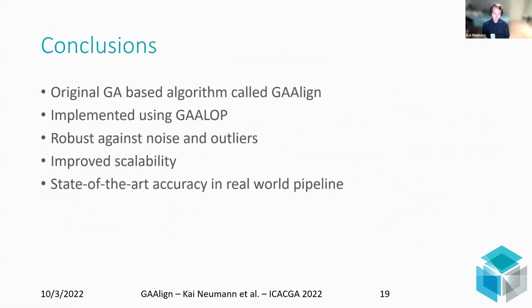Okay, so in conclusion, we presented an original geometric algebra-based algorithm called GAAlign. We implemented this using GAALOP, which was specifically extended to support the 3D PGA. Then we tested the robustness, and we see that our algorithm is very robust against noise and outliers, most specifically against outliers, and that we also have an improved scalability. And finally, in a real-world pipeline together with a feature detector, we achieve a state-of-the-art accuracy.